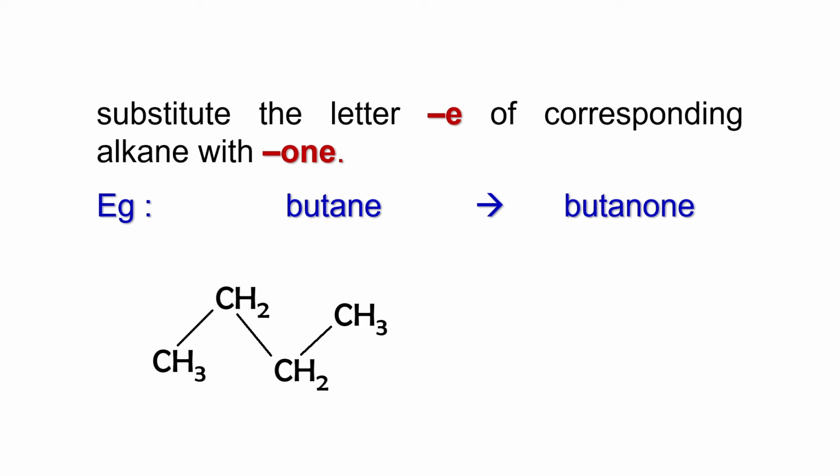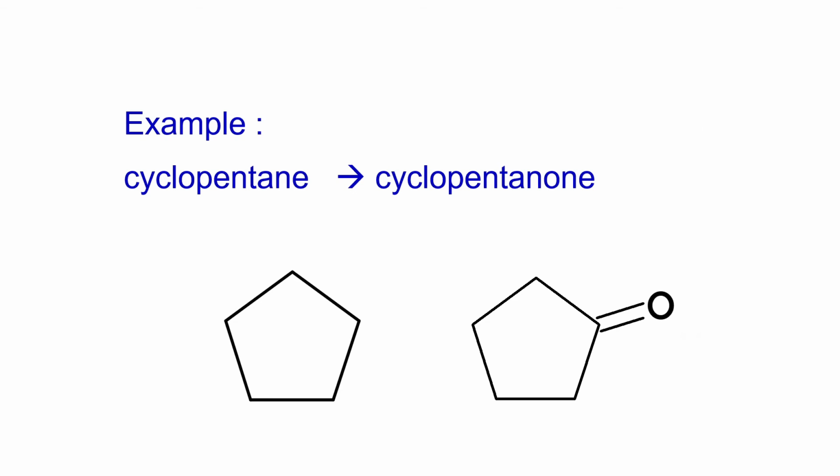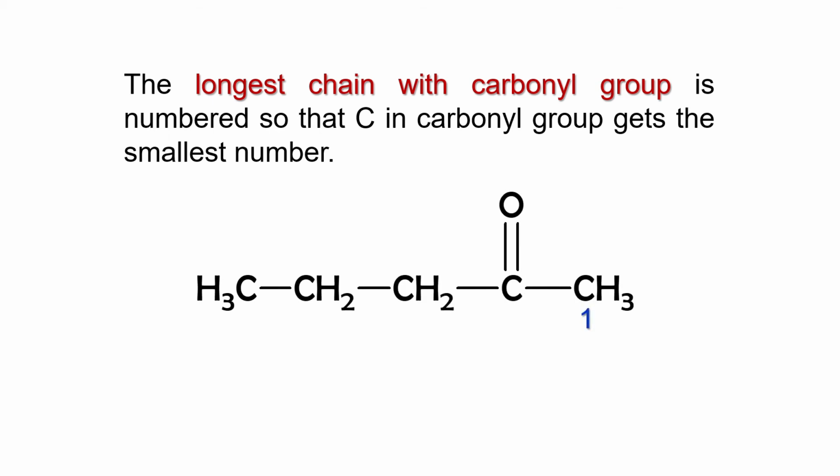So this one, butane changes to butanone. So 4 carbons of ketone. Cyclopentane, a cyclic compound, changes to cyclopentanone. Since it is the functional group that becomes the parent name, we find the longest continuous carbon chain and number it so that it gets the lowest number possible. So for example here we number the chain starting from the right hand side. So we have carbon number 2.